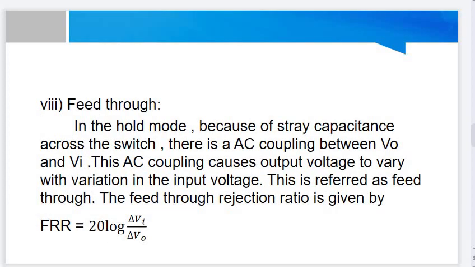Feed through. In the hold mode, because of stray capacitance across the switch, there is an AC coupling between the output and input voltage. This AC coupling causes the output voltage to vary with variation in the input voltage. This is referred to as feed through. The feed through rejection ratio is given by FRR equal to 20 log delta V0 by delta VI.